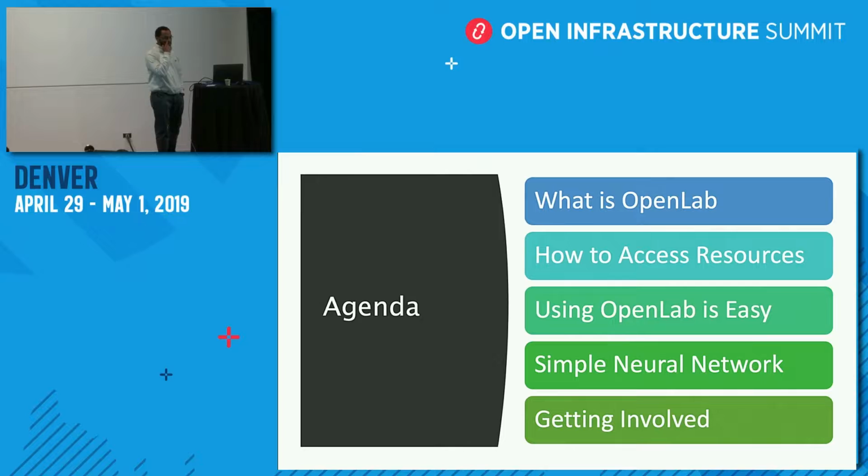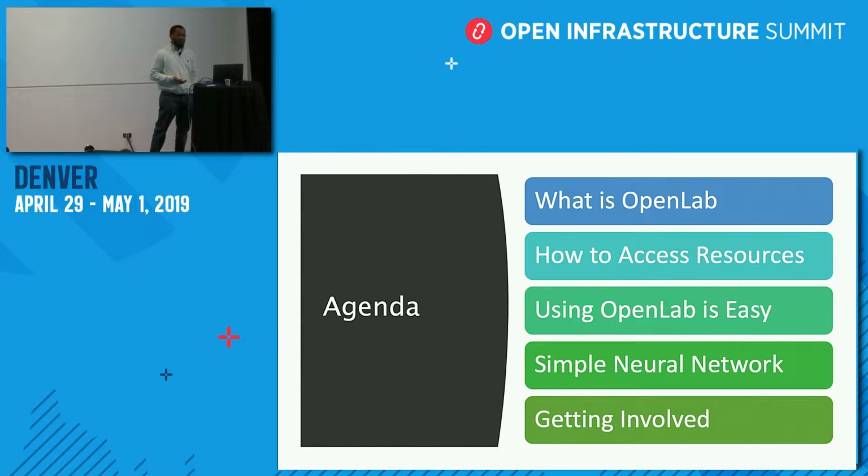So our agenda today is pretty straightforward. It's just 5 pieces. What is OpenLab? I'm going to tell you a bit of background and give you a sense of why OpenLab, and how to access resources. Using OpenLab is pretty easy, so we'll go through some examples of that ease of use. And then we'll look at a simple neural network.